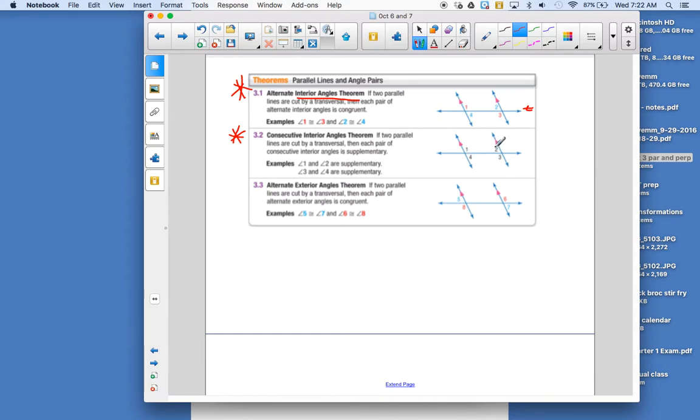And you can kind of tell by looking at them. One looks obtuse, number 2 looks like it's acute, but they are supplementary. So angle 1 plus angle 2 equals 180. And angle 4 plus angle 3 equals 180. That is our consecutive interior angle theorem, sometimes called same side interior.